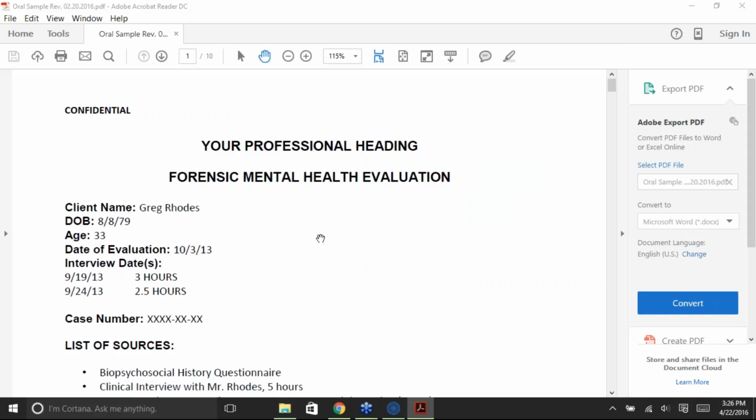So hopefully you can now see the official sample report on here, a case of a client named Greg Rhodes. Now this is a real case, but of course we modified everything: dates and ages and names of people and agencies and places and everything, so there'd be nothing identifying in this report. But at the top here you see it says your professional heading.